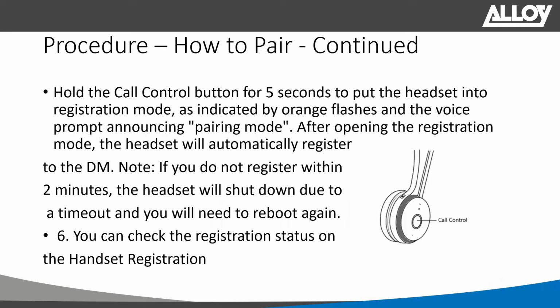Now, once it's back on, hold the core control button again for 5 seconds, and it will put the headset into registration mode. If this works, which it's 2 steps, I imagine it will be fine, you'll see it flashing orange, and you'll hear an audio prompt on the headset saying pairing mode. Once you hear that audio prompt, if you're wearing the headset, at this point it should be registered. After this step is done, you can log back into the device manager and see it under the handset options, which I'll show you on the next slide.